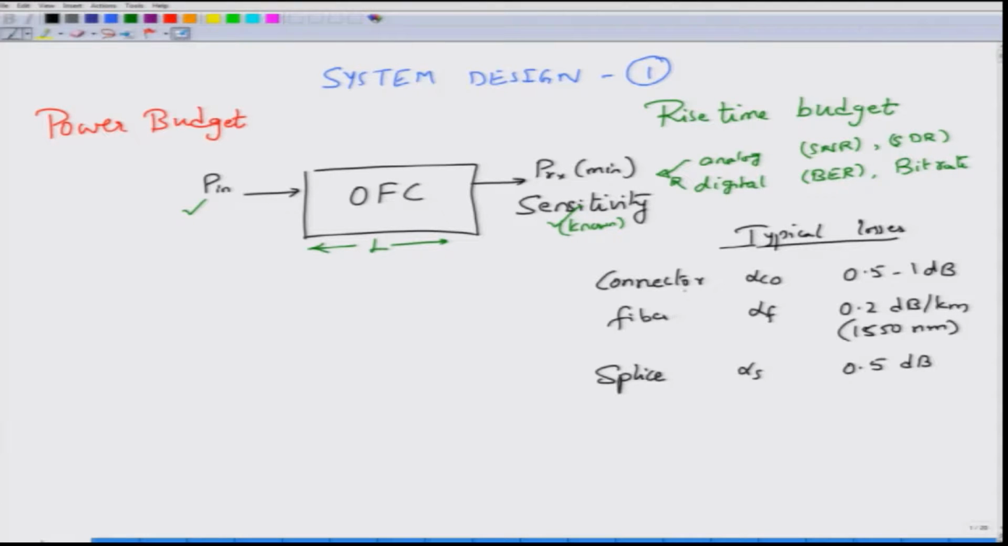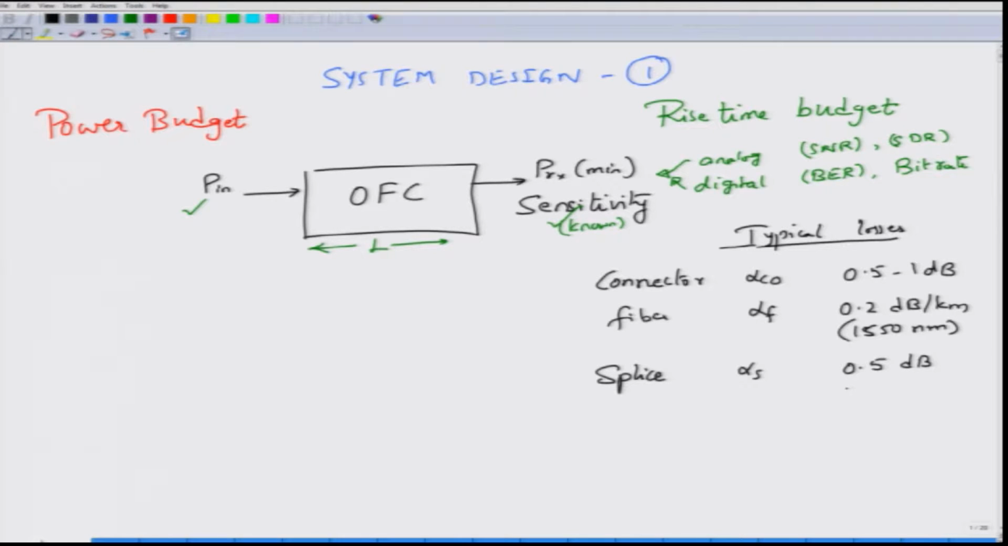Now, here in this table I have shown a couple of optical elements. We have a connector whose loss is in the range of 0.5 to 1 dB. 1 dB is typical, 0.5 dB is with very good connectors. Fiber loss at 1550 nanometer, this again is a variable for the system designer, you have to choose which wavelength window you are going to operate in. That loss is 0.2 dB per kilometer. The splice loss, as I mentioned, will be around 0.5 dB for each splice. So, if you increase the number of splices, then the total splice loss also goes up.